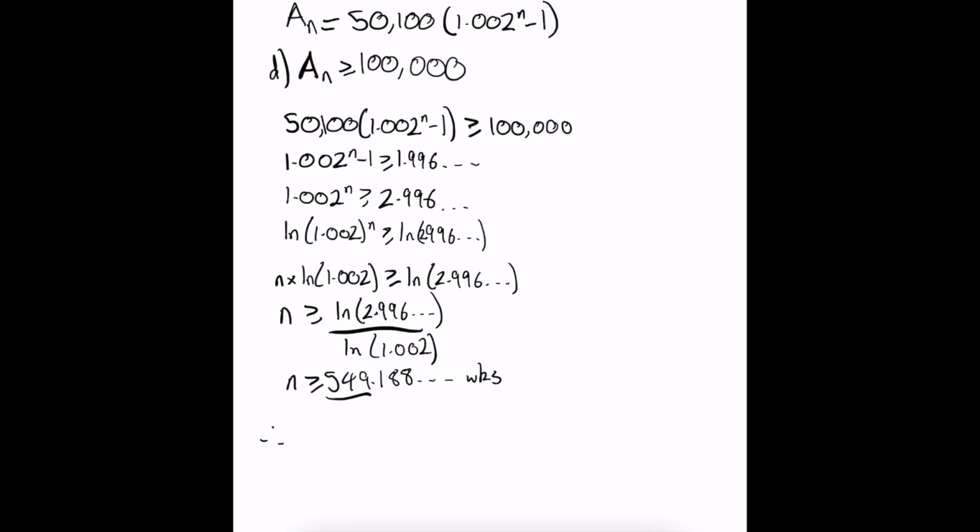It's not going to be 549, because if it's 549, they won't have more than $100,000 just yet. It only happens in that 550th week. So therefore, n equals 550 weeks. Now, if we wanted to translate that into years, we would divide this by 52 and realize that it's 10.58 years.